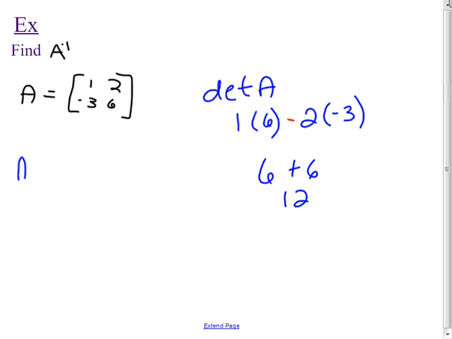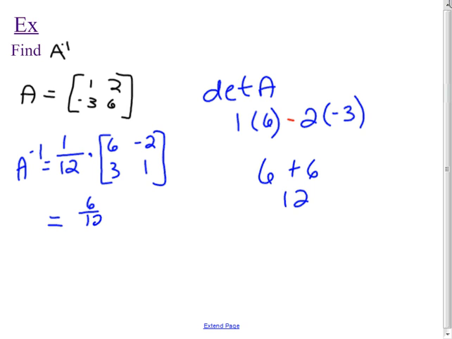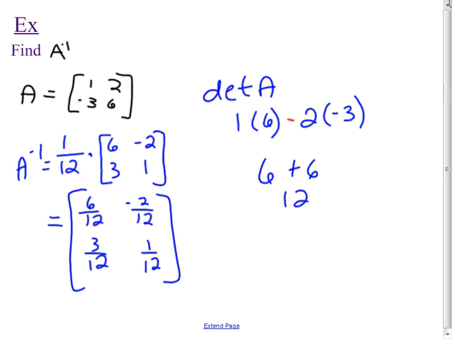So the inverse of A is 1 over 12 times this flipped around matrix. A and D switch places, so 1 and 6 flip places. 2 and -3 stay in the same spot, but they change negations, so it's -2, +3. This is multiplication. It is a scalar multiplier. So the very last thing I'm going to do is multiply it through. So 1/12 times 6 is 6/12, -2/12, 3/12, and 1/12. The inverse of a matrix is another matrix.